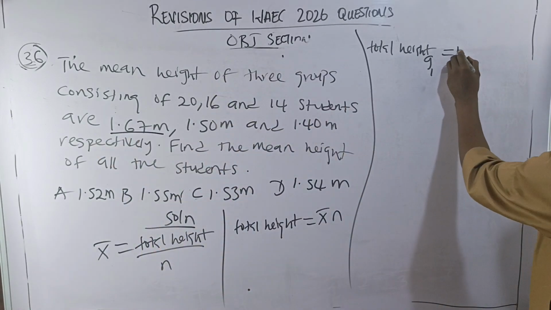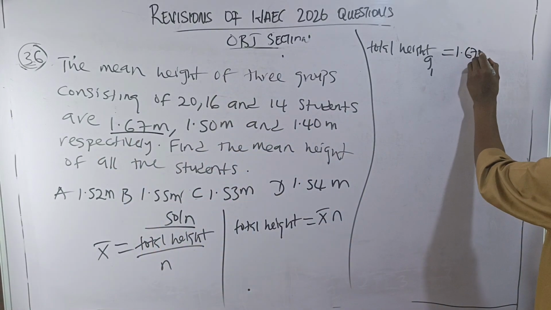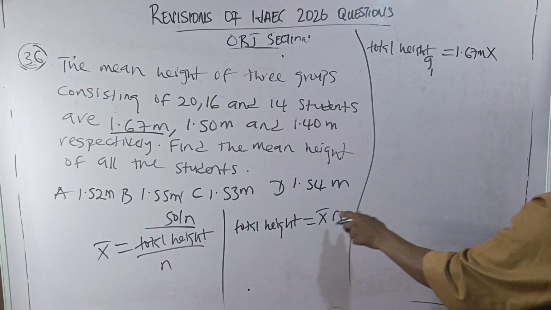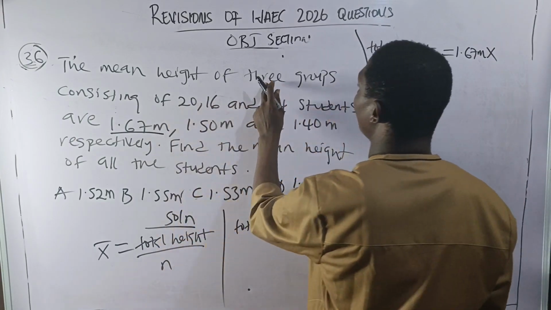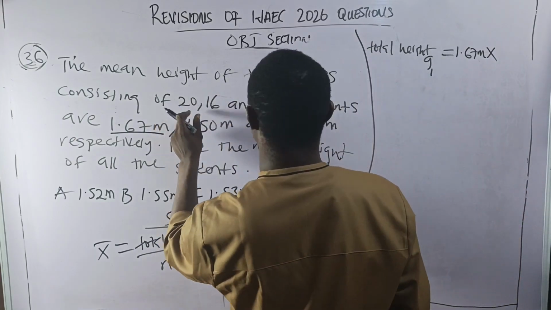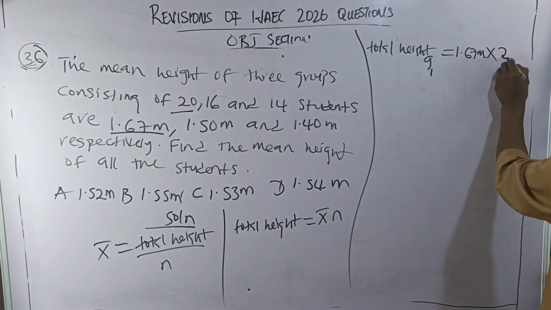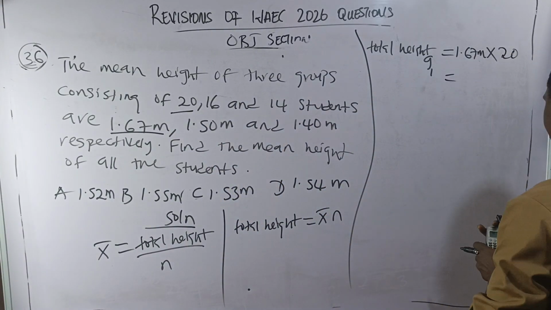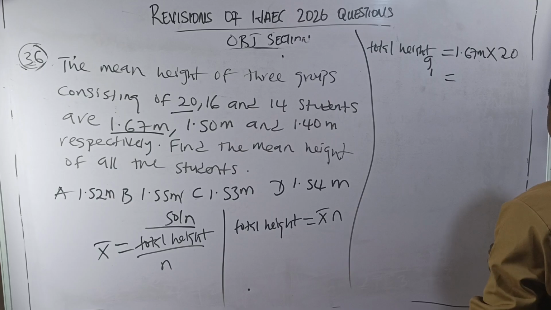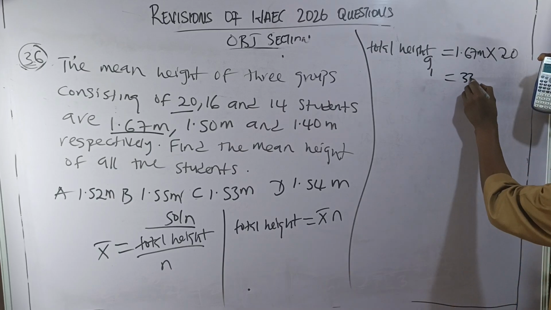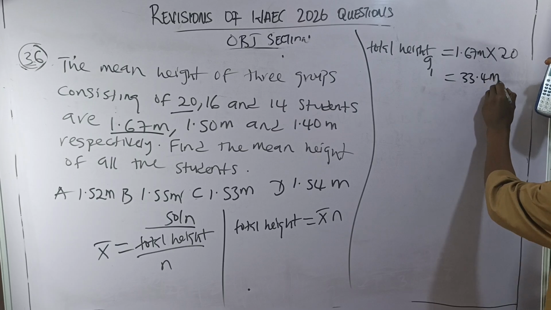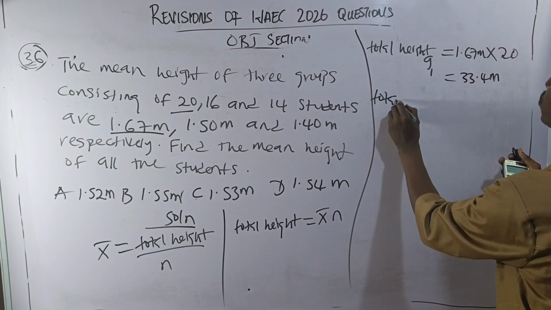So I have 1.67 meter times the number of students in the first group, which is 20. So I have times 20, and I'll have 1.67 times 20, giving me 33.4 meter.